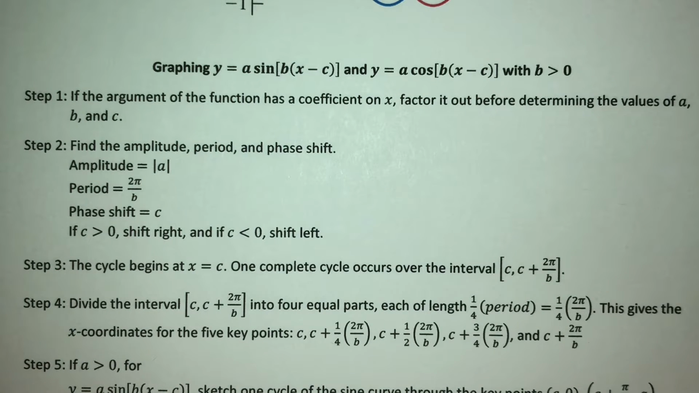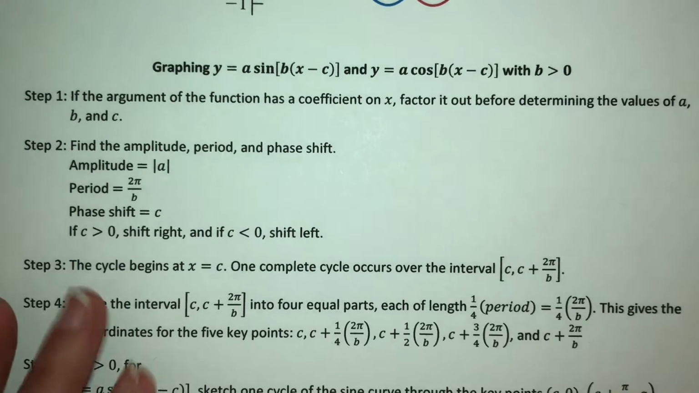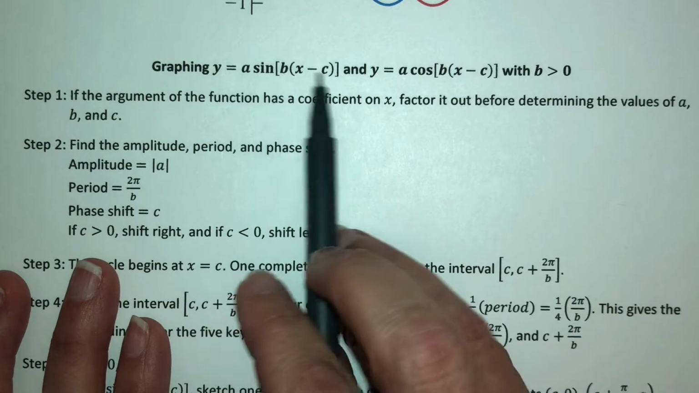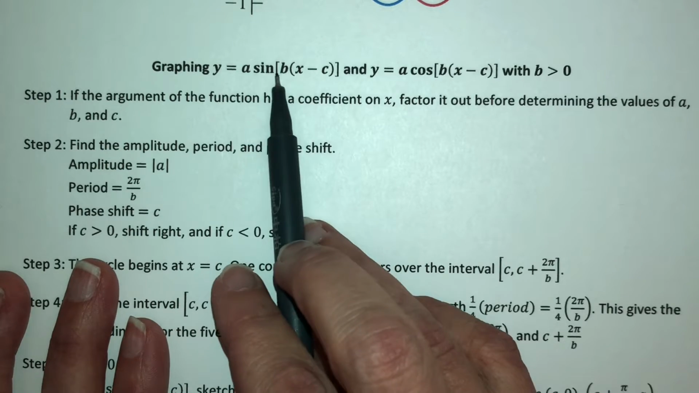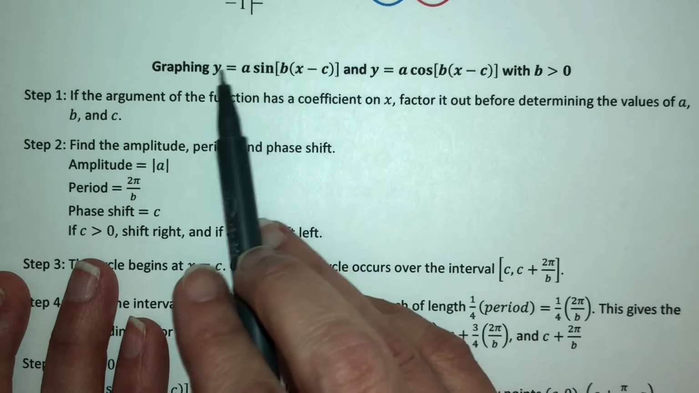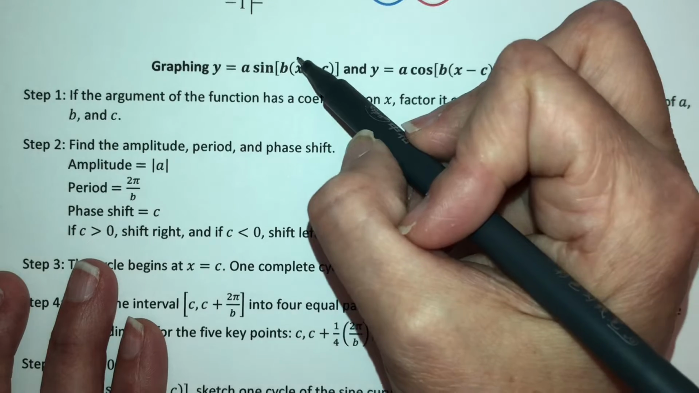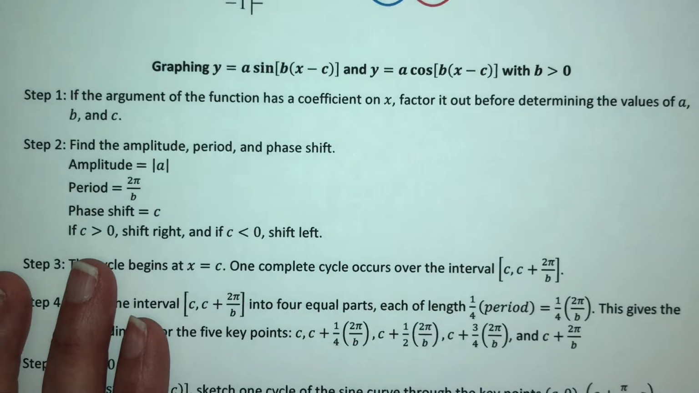Our first step: if the argument of the function has a coefficient on x, then we have to factor it out before determining the values of a, b, and c. Sometimes they'll give you this function with the b value distributed. We just have to make sure we pull it out so that the coefficient on our x is 1 before we determine anything else.